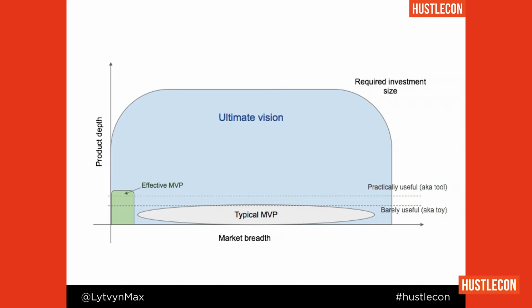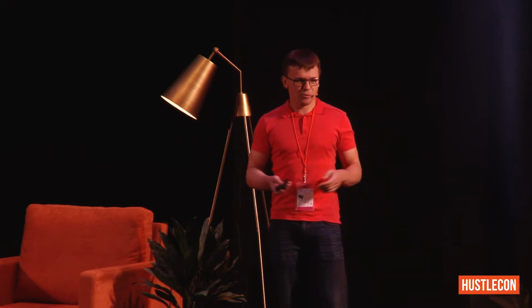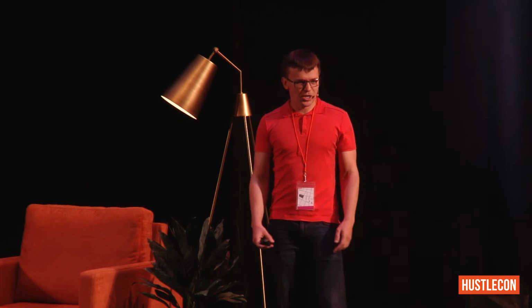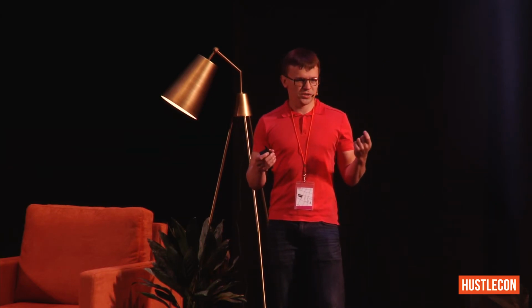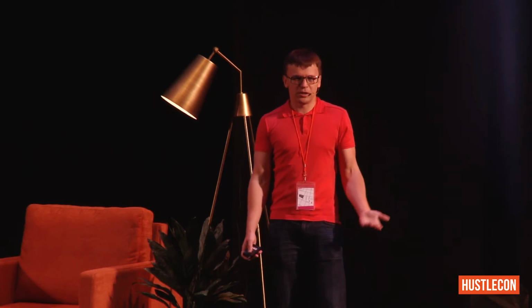And what most people end up with is what I call typical MVP, that gray area at the bottom here. It's broad because you're building for everyone, and it's very thin because, well, you have limited resources. So you're spending a ton of work to build something that barely qualifies as a toy, and people forget about it in a few weeks.